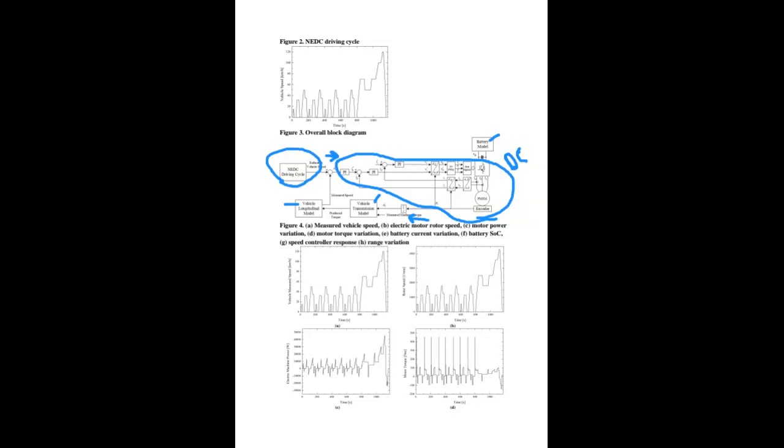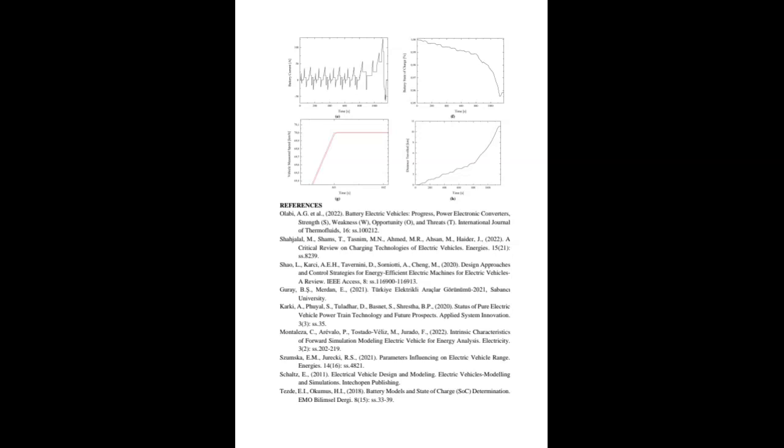And then I am waiting from you in the final project: rotor speed variation, motor torque variation, electric machine power. The most important one, I think, battery state of charge variation. If we apply an NEDC cycle, my initial battery state of charge 1 goes to nearly 0.95 state of charge. Also total distance traveled, like this one. This is my controller response and battery current variation.